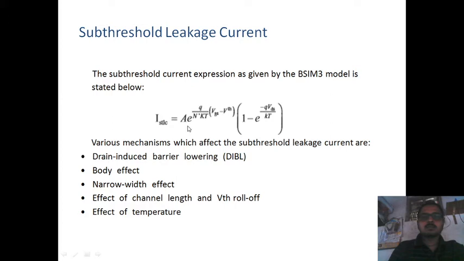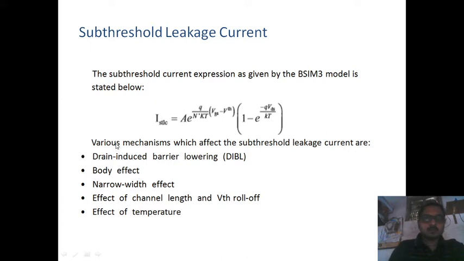Subthreshold leakage current is equal to A into e power (q into (VGS minus VTH) divided by nkT) into (1 minus e power (minus q VDS divided by kT)). Here A is a constant, q is the charge of electron, n is a factor, k is the Boltzmann constant, VGS is the gate to source voltage, VTH is the threshold voltage, VDS is the drain to source voltage, and T is the temperature. This is the equation for subthreshold leakage current according to the BSIM3 model, one of the models to calculate the functional behavior of the CMOS inverter.